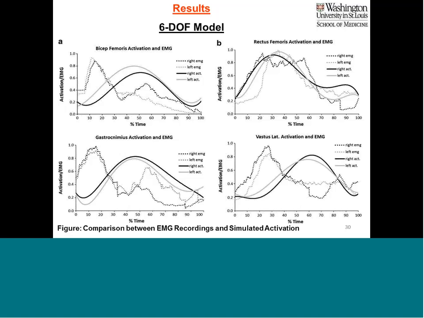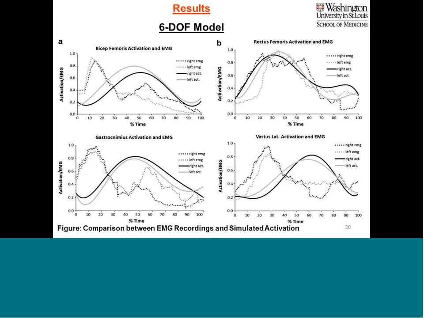So what I did with the 6 degree of freedom, other than using all 6 degrees of freedom, was also compare the simulated activations from the muscles with actual EMG readings that I took with the Delta SMI monitor system. And here are 4 right muscle EMG readings and simulated activations. So for the biceps femoris, the gastrocnemius, the rectus femoris, and the vastus lateralis.